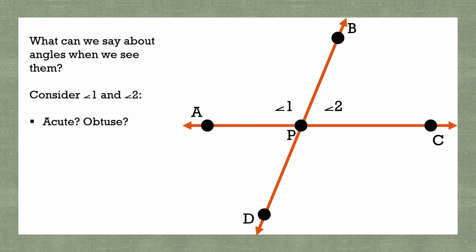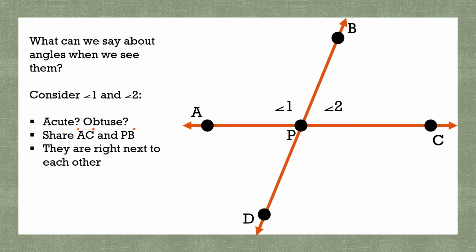So let's consider angles 1 and 2, and let's start by just thinking through this. Are they acute? Are they obtuse? Well, we have one of each. Angle 1 being obtuse, angle 2 being acute. That's a good observation to make. Also, we can see pretty easily that they're both sharing that line AC, and that they both share the ray PB. Now remember, AC has been split up into those two opposite rays, and that's going to be really important. So remember that. Now, the next thing that we can think about is that they're right next to each other.